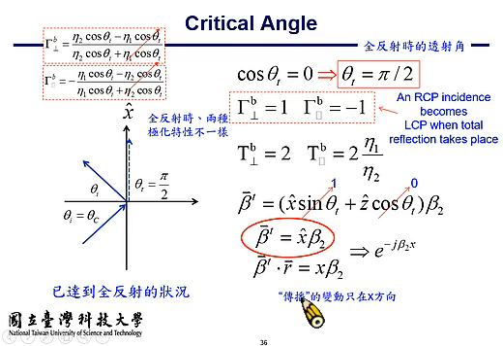So the transmission happens, but it happens on the interface. It has x component only, no z component. So it does not go into medium 2. It propagates on the interface between medium 1 and medium 2 at the critical angle.